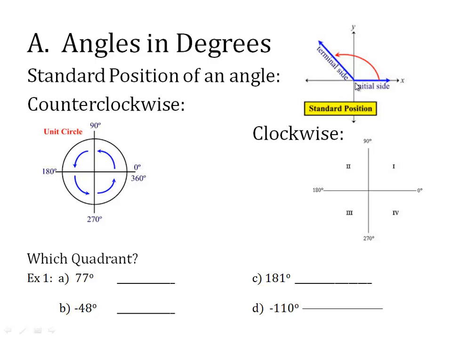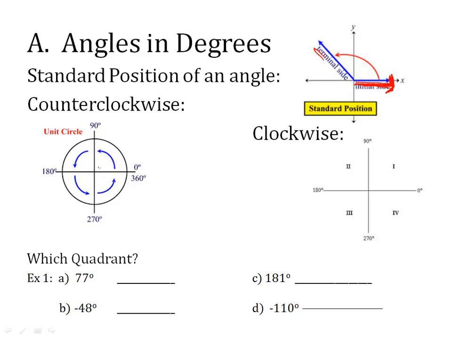Okay, the initial side always goes from 0, 0 over to the right on the x-axis. That is always where your angles will start. Always, always, always. No matter if they're positive, they're negative, radians or not radians. They always start here, and the terminal side is where it ends. Okay, terminal meaning ending. So this is what we call the standard position of an angle.